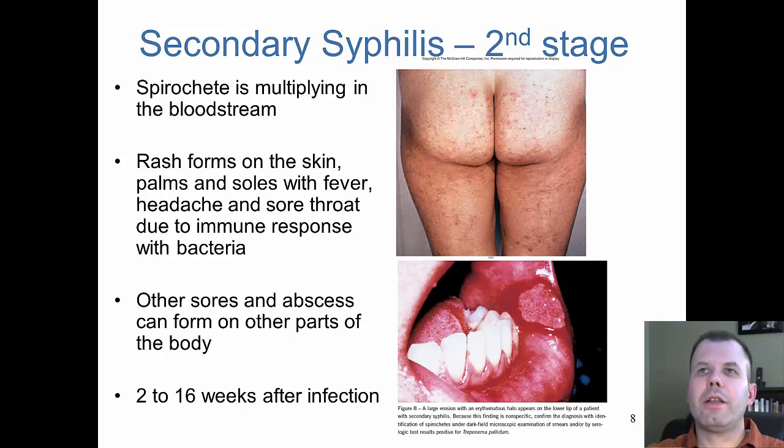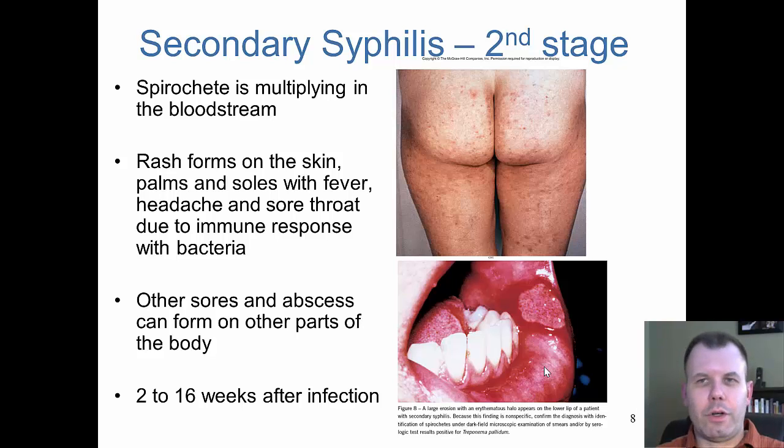Now, the secondary, like I said, this is when the spirochete leaves the epithelia, and then you can get, again, more systemic types of infections because now the bacteria is in the blood, you start to see a rash around the body. Again, you get headache and sore throat due to the immune response to the bacteria. You can get other sores or abscesses in other parts of the body. Here's one in the mouth. You can see on the lip or inside lip of this person, and this can occur anywhere from 2 to 16 weeks after the initial infection.